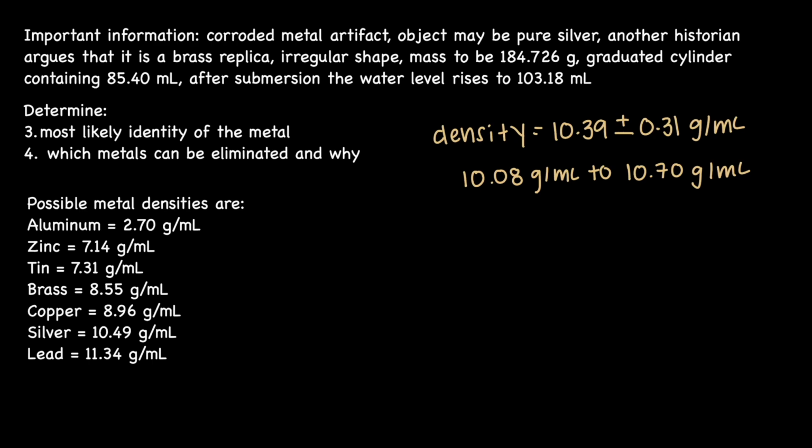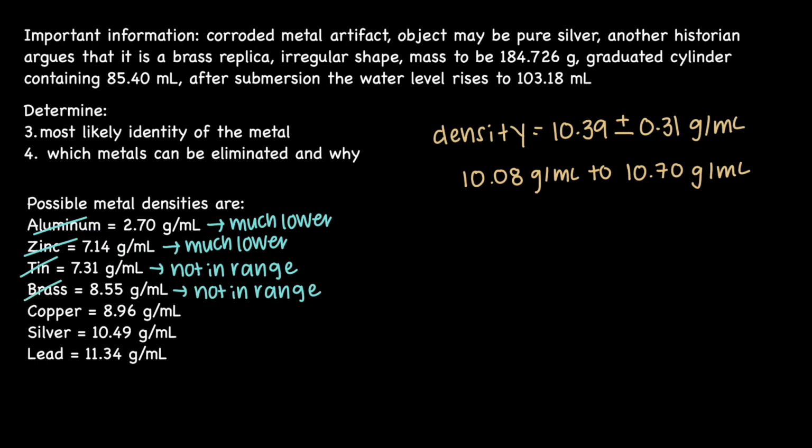Aluminum has a density of 2.70 grams per milliliter, which is much lower than our acceptable range, so aluminum can be eliminated. Zinc has a density of 7.14 grams per milliliter, which is also much lower than our acceptable range, so zinc can be eliminated. Tin has a density of 7.31 grams per milliliter, which is also outside our acceptable range, so tin can be eliminated. Brass has a density of 8.55 grams per milliliter, which is well below our acceptable range, so brass can also be eliminated. Copper has a density of 8.96 grams per milliliter, which is also outside our acceptable range, so copper can be eliminated.